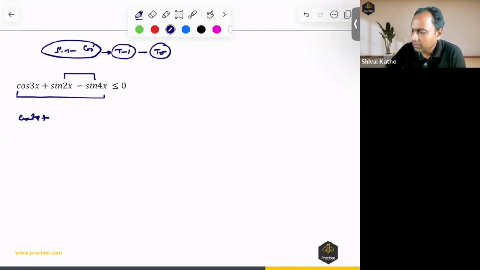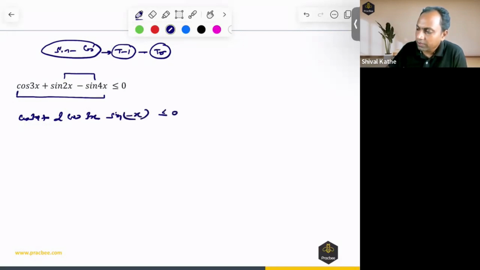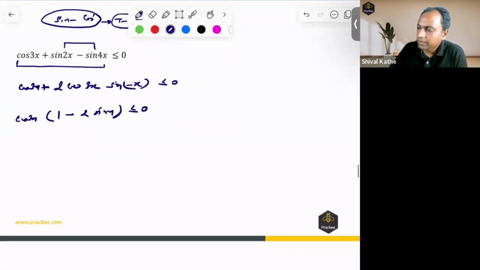Becomes cos 3x, and this will become 2 times cos of (a plus b) by 2. That will become 3x. And sine of (a minus b) by 2, so (2x minus 4x) minus 2x divided by 2, minus. Now what we can do is we can take cos 3x common. We will get 1. Minus will come out of sine minus x. So it becomes 2 sine. Is it fine? Is it clear?